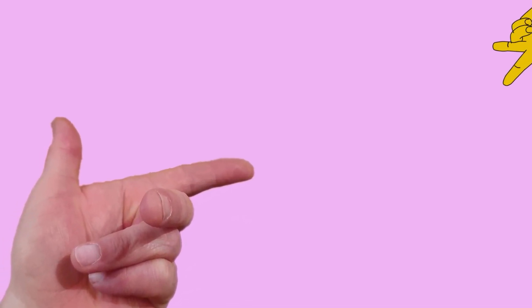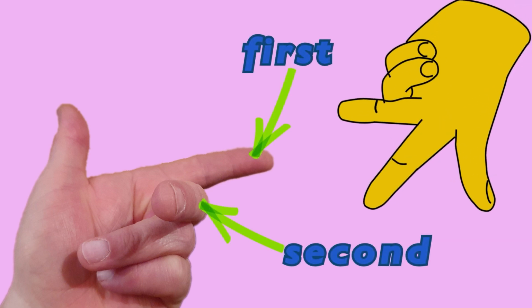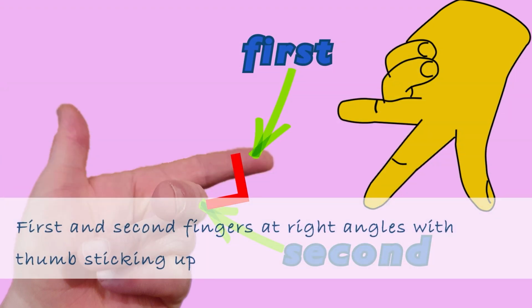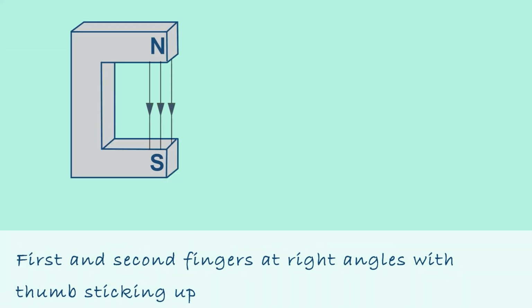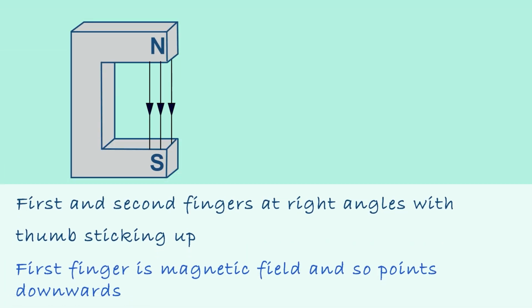Start off your answer by saying something about how the first finger and the second finger of the left hand are at right angles, with the thumb pointing upwards. Since F is the first letter of first, we know that the first finger points in the direction of the magnetic field, i.e. from north to south. So add something like this to your answer. First finger is magnetic field and so points downwards.